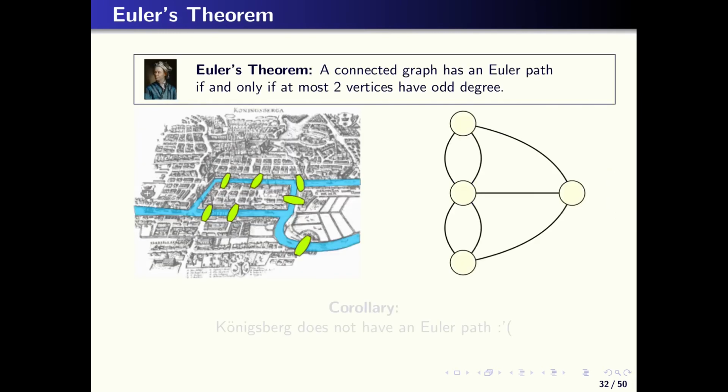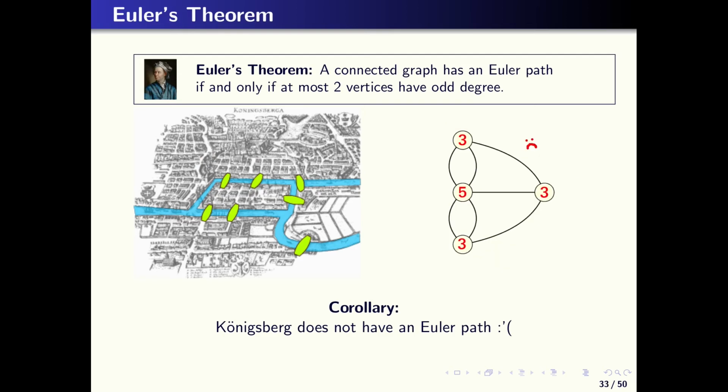So now we can apply this theorem to the city of Königsberg, and the sad result is that there is no nice walk that crosses every bridge exactly once. There's not an Euler path, and we can see that by looking at the degrees of the vertices. There's one vertex that has degree 5, there are 3 other vertices that have degree 3, so that's 4 vertices, all of which have odd degree. That 4 is more than 2, and so there is no Euler path. Sad times.